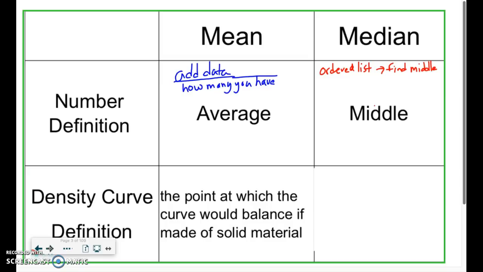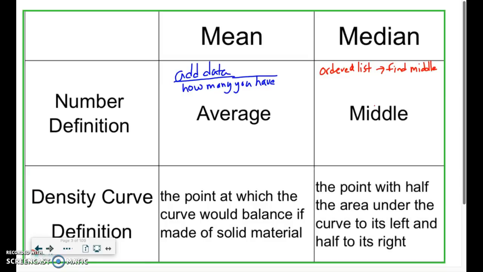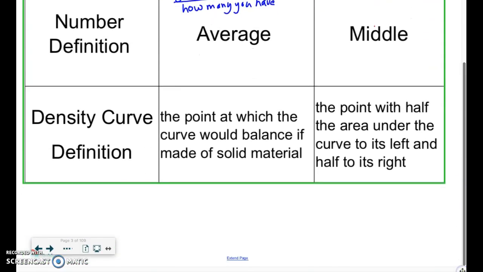What's the density curve definition if we're working with a median? So again, medians go with skewed data or outliers. That is a point with half the area under the curve to the left and half to its right. So remember in the last unit, the last part of Chapter 5b, we talked about medians and modes, and now we're just adding in density, which is basically kind of your area.